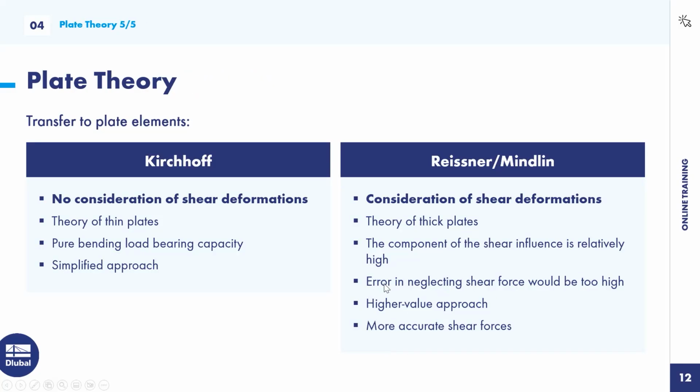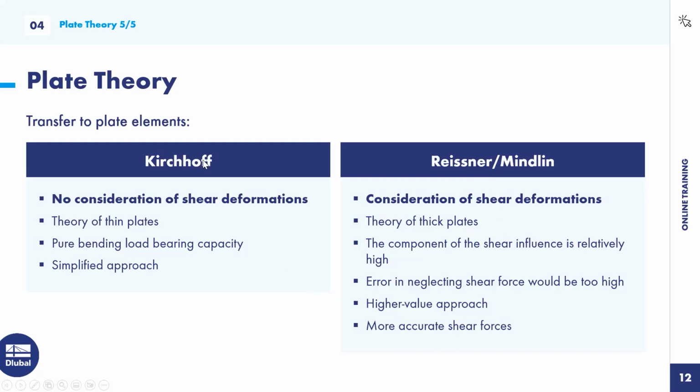Here it's phrased a little bit differently. It says, if we would use the Kirchhoff theory, we would have an error in neglecting shear force. That means we need to use this because the error would get too high with the neglection if we don't use it. So this is the more accurate and better approach. There's the Reissner-Mindlin theory, just stay with it.